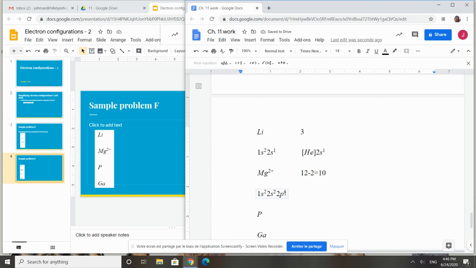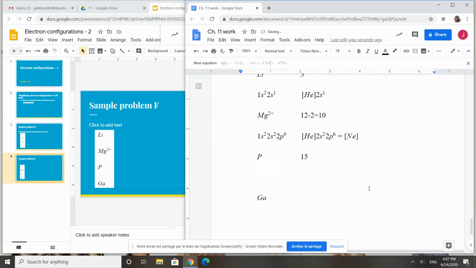So for this, you could replace the 1s2 with helium, and that would probably be the best way to do that. Although I wouldn't take off points if you were to just write it as neon. Phosphorus, this has 15 electrons.